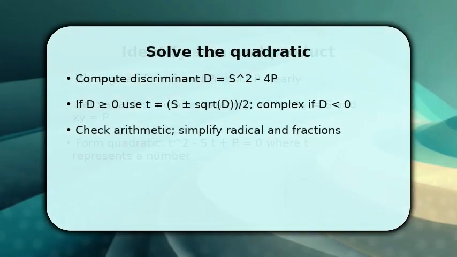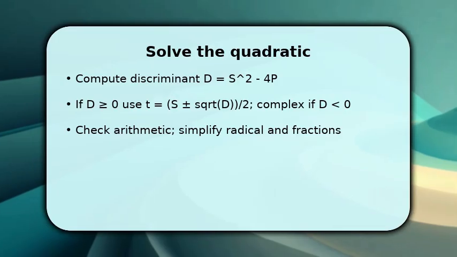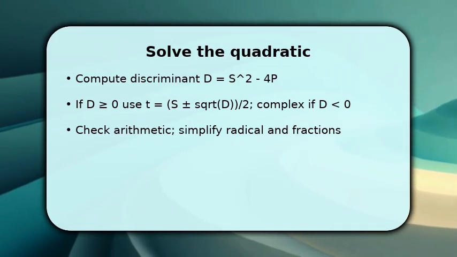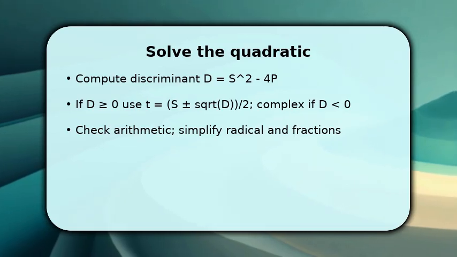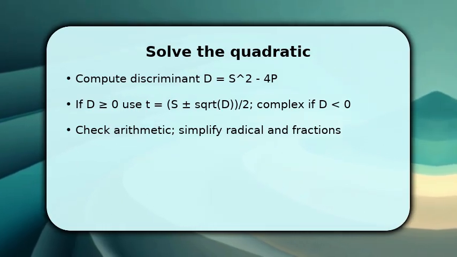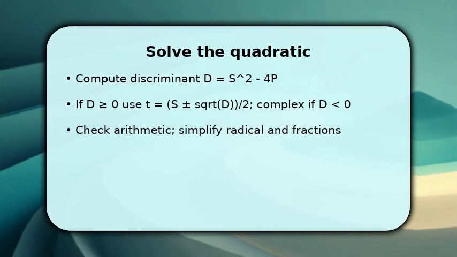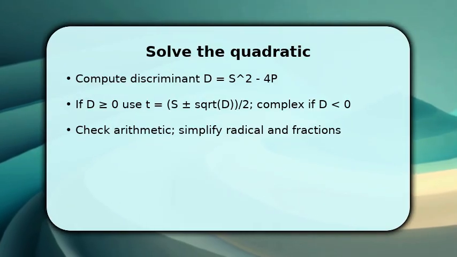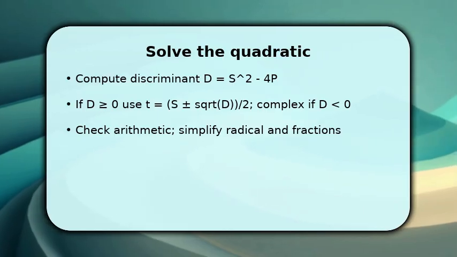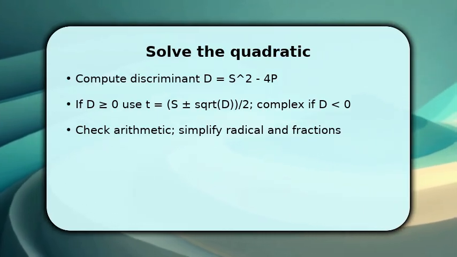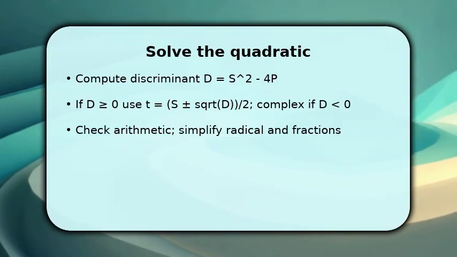Now compute the discriminant d equals s² − 4p. This tells you the nature of the solutions. If d is non-negative, apply the quadratic formula, t equals (s ± sqrt d) / 2, which yields the two numbers immediately. If d is negative, you will get complex conjugates and should interpret accordingly.